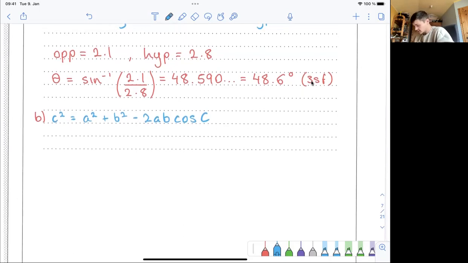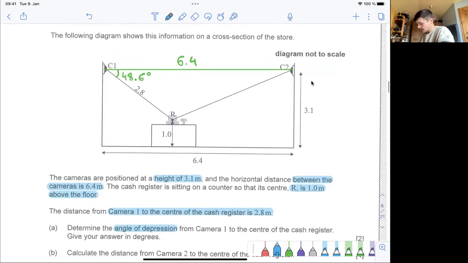Talking about the elements from this rule, the sides that you name A and B don't really matter so much. You just need to make sure that you label C correctly, C and the angle C. If we go back up here, the only angle we know is this 48.6. That means this line, which we're trying to find, the distance between C2 and R, will have to be our lowercase c, our side C. It has to be opposite to the angle that we're using.